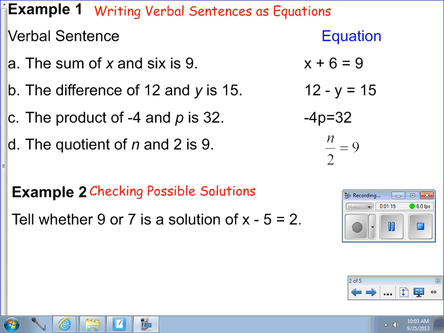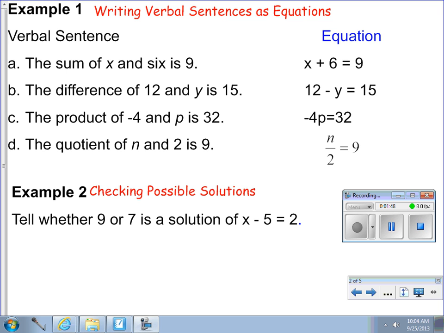C, the product of negative 4 and P is 32. That is how you will show the product. Negative 4P equals 32. And in D, the quotient of N and 2 is 9. You'll see N divided by 2 is equal to 9. C and D is how I want you to show it as multiplication or product.